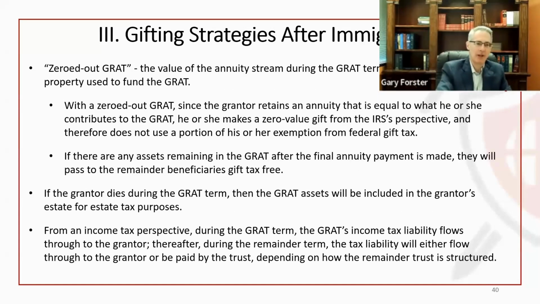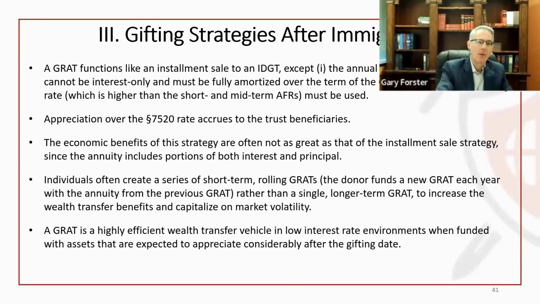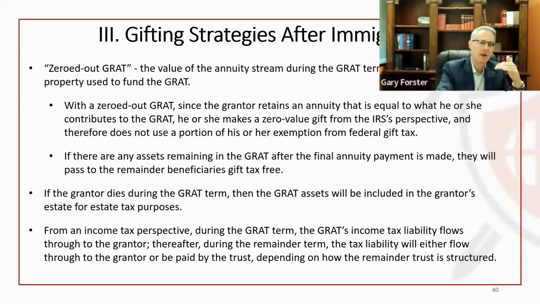This talks about the zeroed-out GRAT, which is where we figure out that if we increase the size of the annuity payment, we can actually make the gift almost zero. This is the same idea. It really is related to interest rates. And I think the rule is, as interest rates go up, it becomes even more efficient in some ways. This is more on the GRAT and the zeroed-out issue.